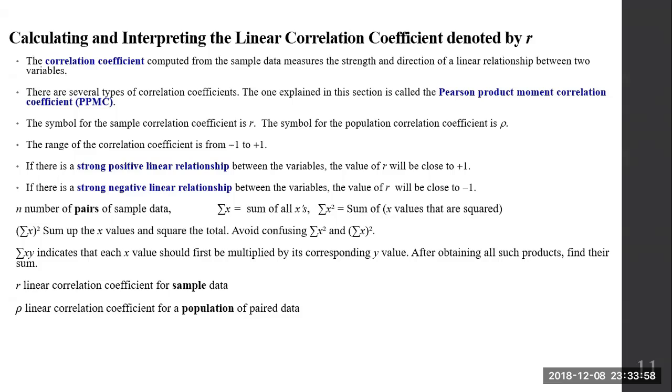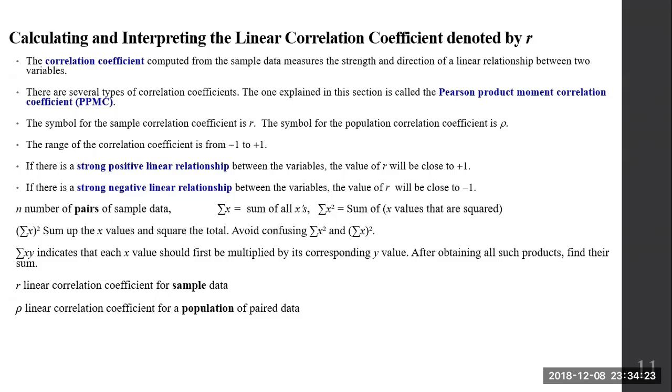If there is a strong positive linear relationship between the variables, the value of R will be close to 1. If there is a strong negative linear relationship between the variables, the value of R will be close to -1. N is the number of pairs of sample data.